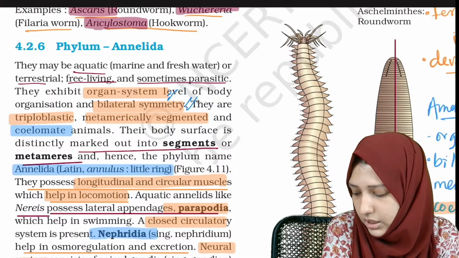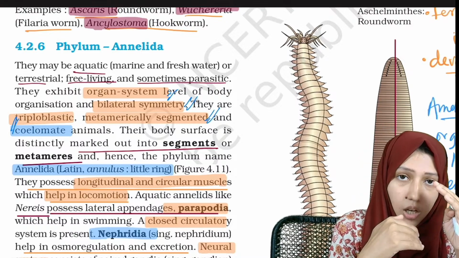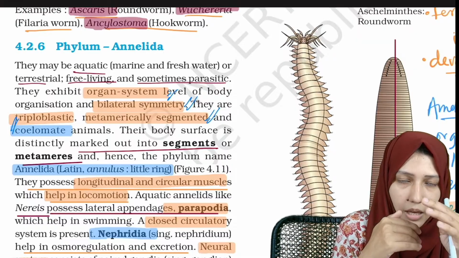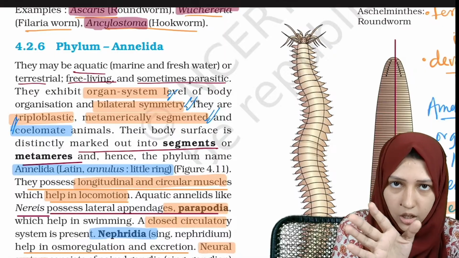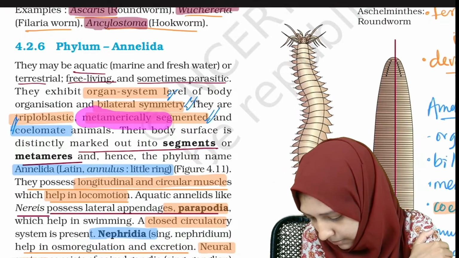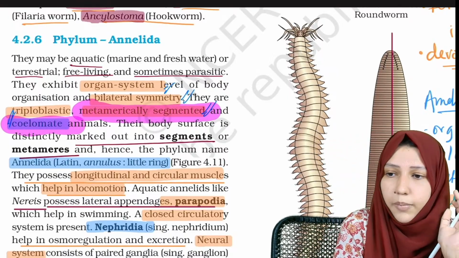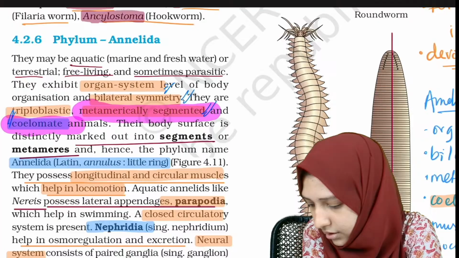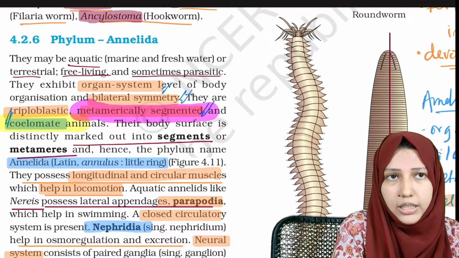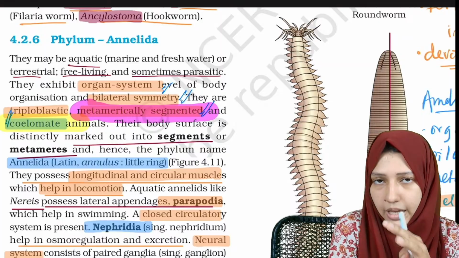Okay. Bilateral symmetry, triploblastic, metamerically segmented. As I said, metamerism is the property in which each segment has serial repetition of organs. So, the same organs will be repeated in each segment, then they are known as metamerically segmented. This is the point to be noted in this phylum, metamerically segmented. And they are coelomate. This is the first coelomate organism. Okay. So, which is the first coelomate organism? It is Annelid. Till here it was pseudocoelomate or acoelomate. From Annelid it is coelomate.